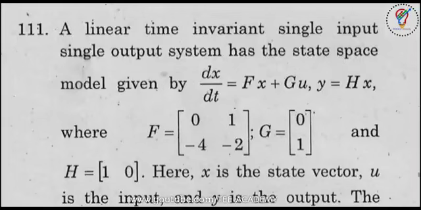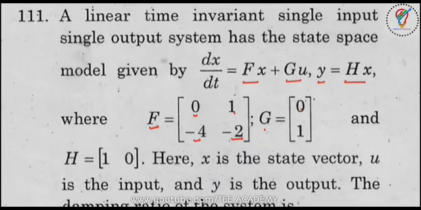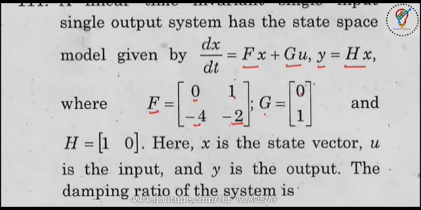And the next one: a linear time invariant single input single output system has a state space model given by dx by dt is equal to fx plus gu, y is equal to hx, where f is given as 0 1 minus 4 minus 2, g is given as 0 1 and h is equal to 1 0. Here x is a state vector, u is the input and y is the output. The damping ratio of the system is.